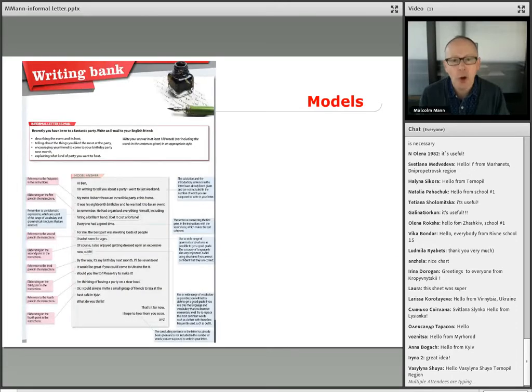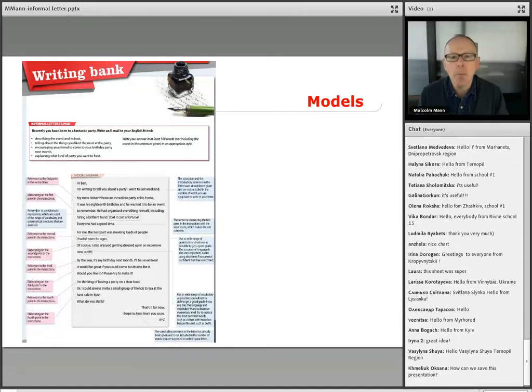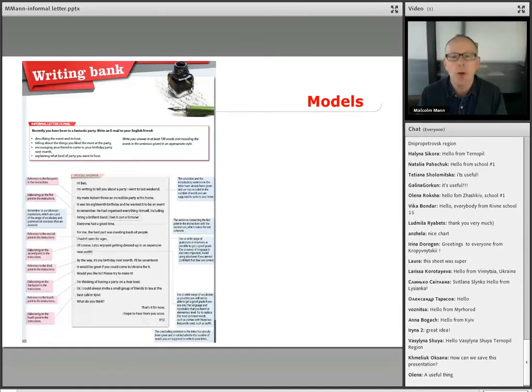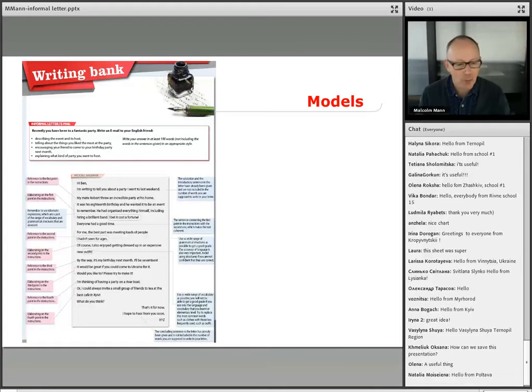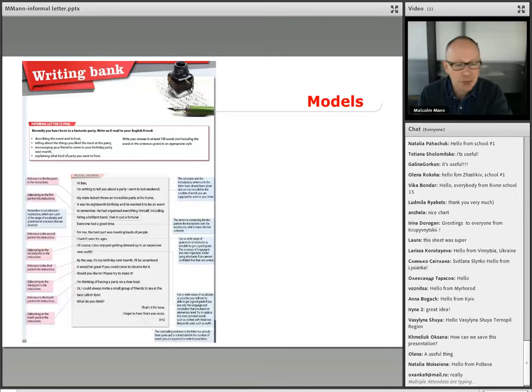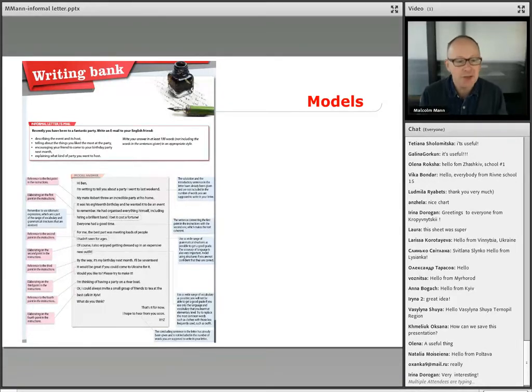Now, model compositions, I think, are extremely important. The more models that we can give our students of the kind of writing we want them to produce, the better. Course books, of course, have models. This particular one is taken from the back of Get 200 from the Writing Bank, where there's a model question, a model answer, and lots of useful tips and information for the students on what to do and what not to do in their informal letter.